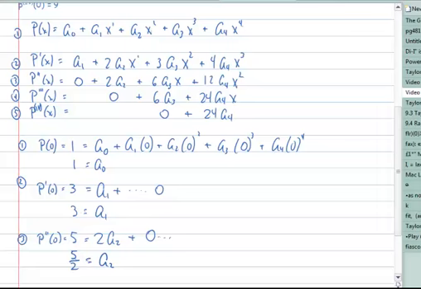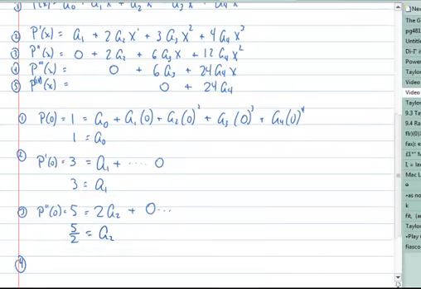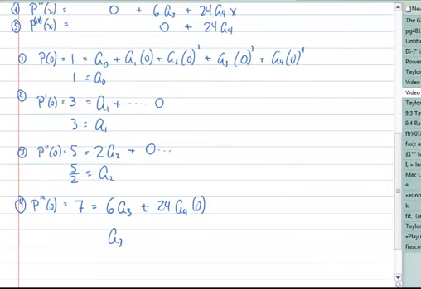And then I'll keep working on this. The next part says that the third derivative at 0 is equal to 7, which is equal to 6a sub 3 plus 24a sub 4 times 0. So again, a sub 3 is easy to solve for.